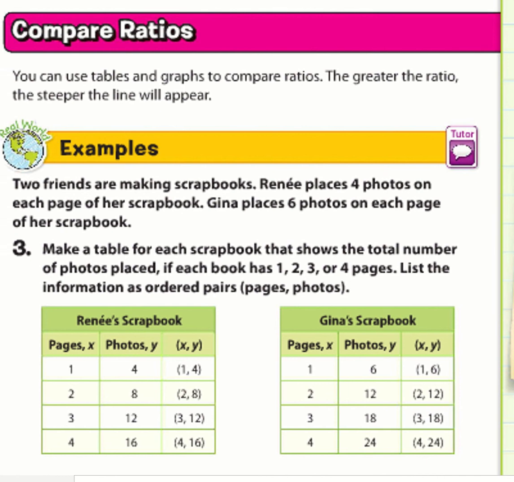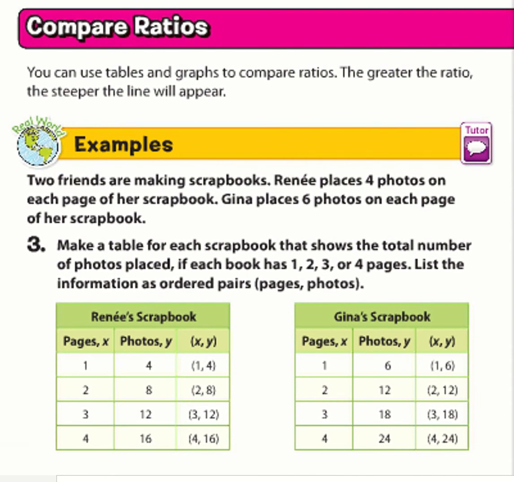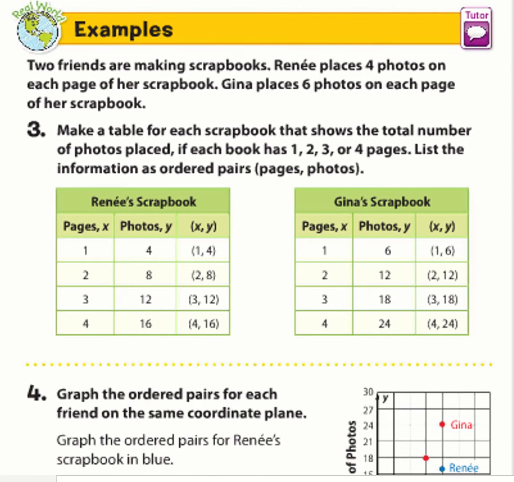Okay, so comparing ratios. You can use tables and graphs to compare ratios. The greater the ratio, the steeper the line will appear. Two friends are making scrapbooks. Renee places 4 photos in each page of her scrapbook. Gina places 6 photos in each page of her scrapbook. Make a table for each scrapbook that shows the total number of photos placed. If each book has 1, 2, 3, or 4 pages, list the information as ordered pairs, so pages and photos.